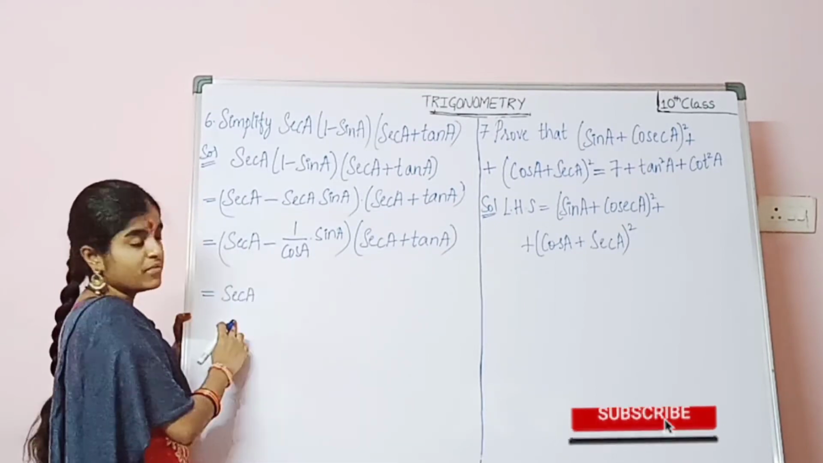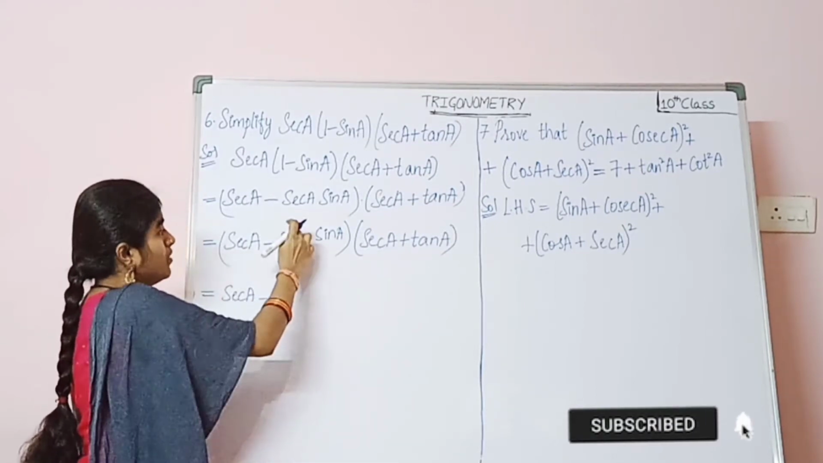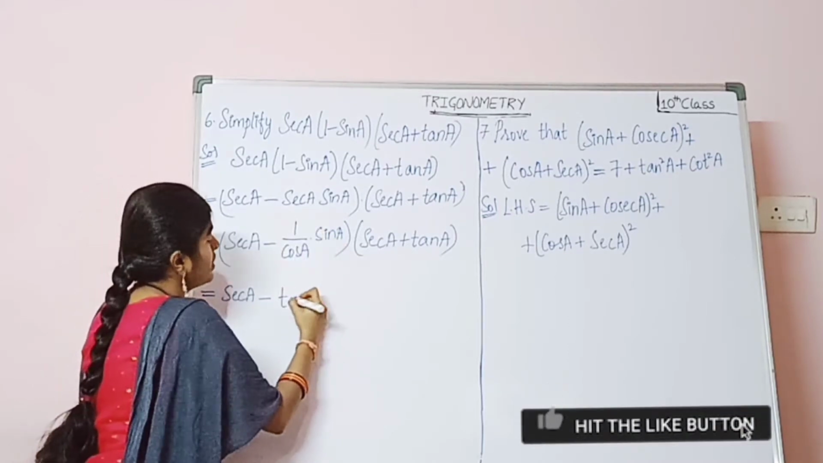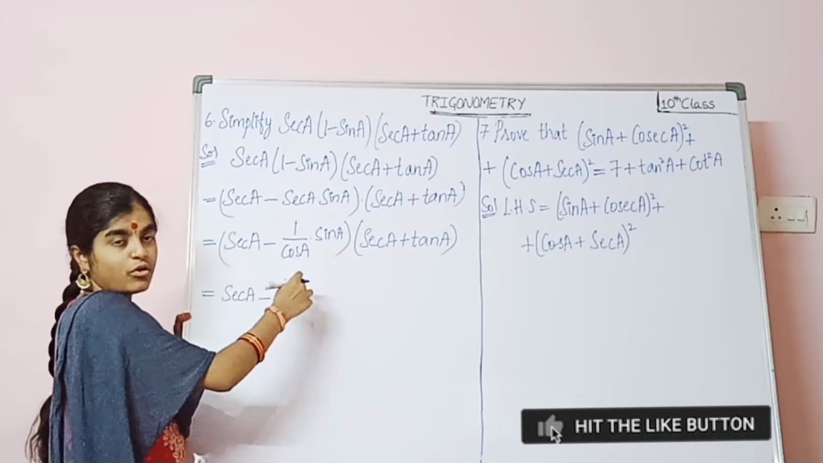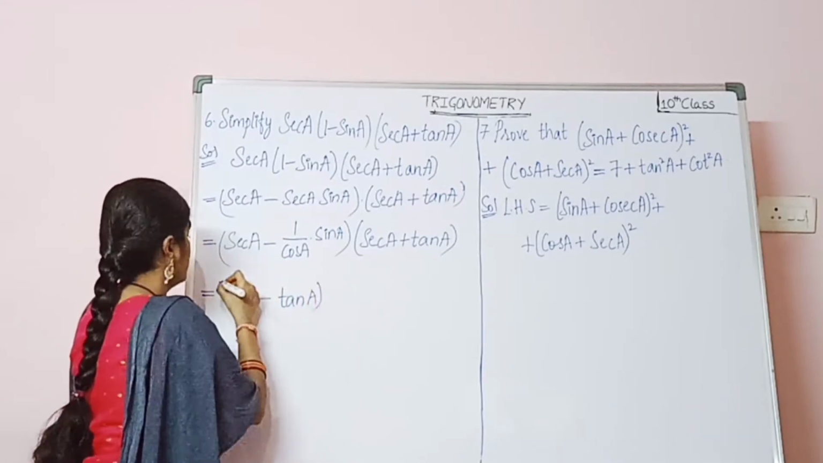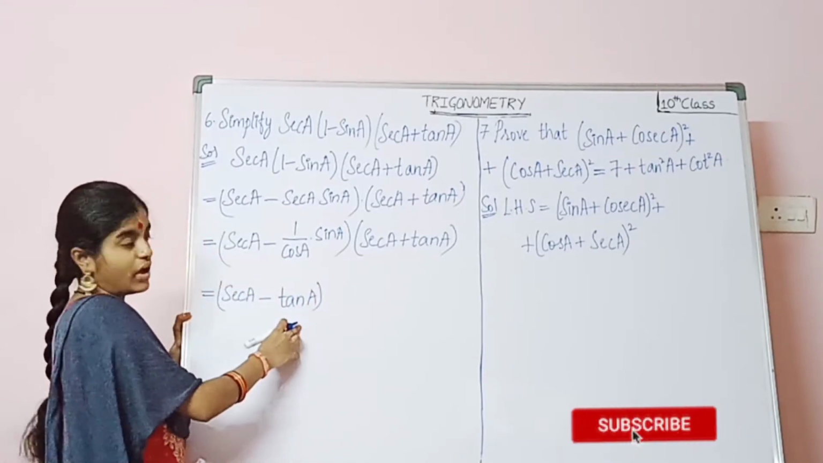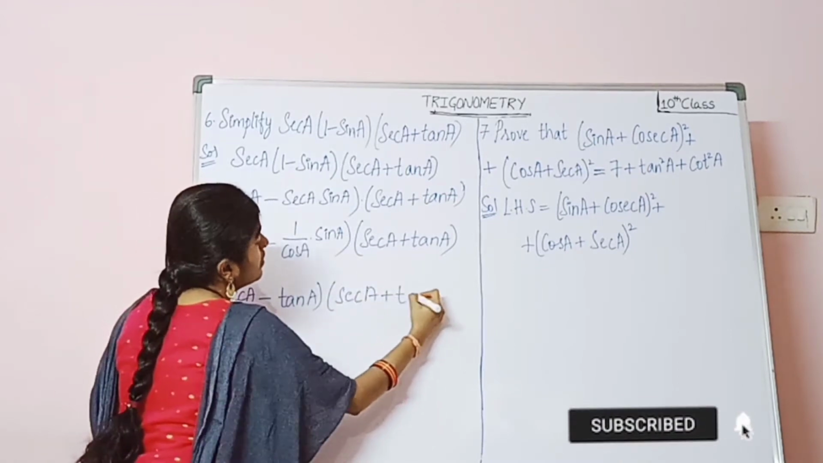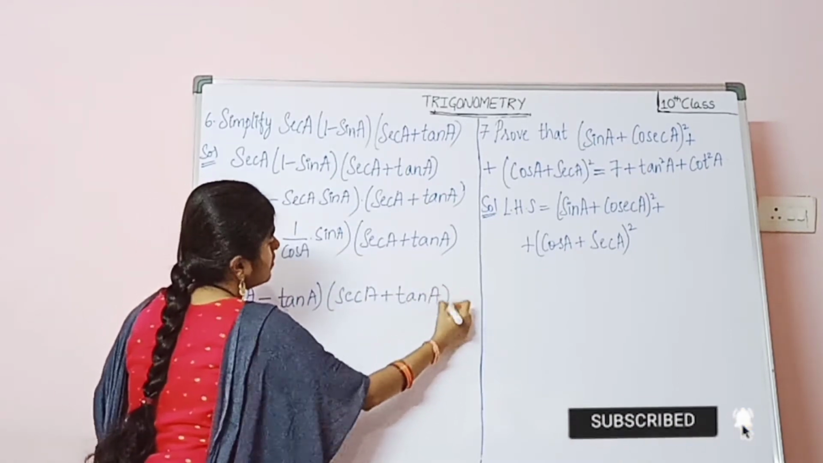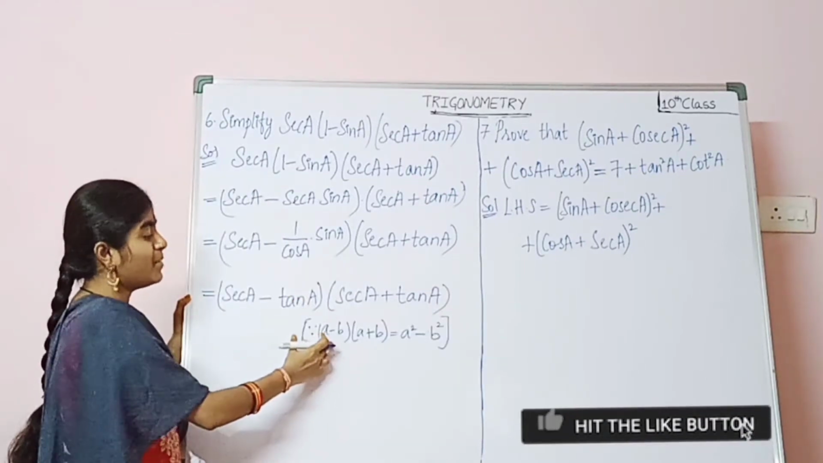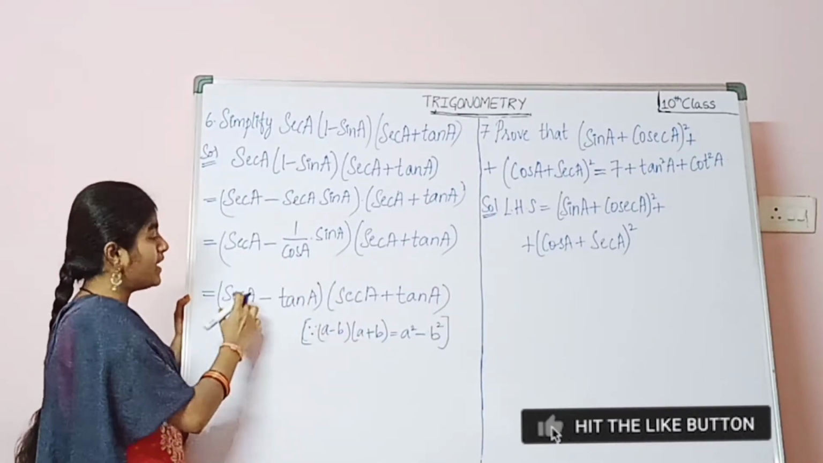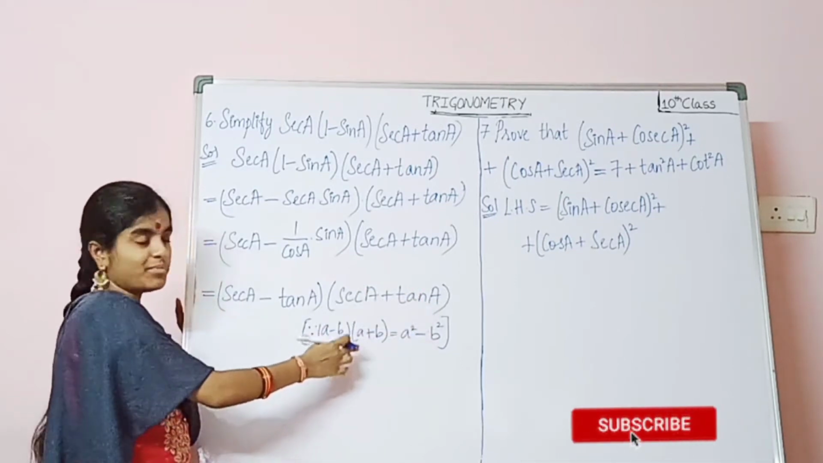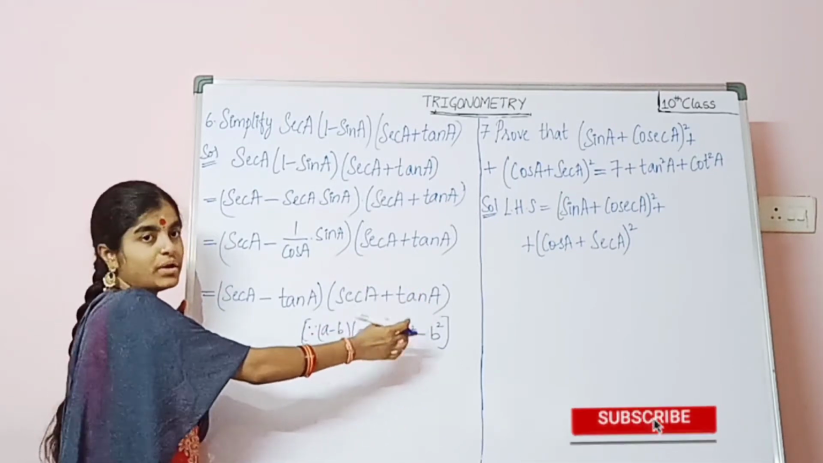That equals secant A minus, now here 1 into sin A is sin A. Sin A by cos A, what do we get? Sin A by cos A means tan A. So, (secant A minus tan A) into (secant A plus tan A). Since this is in the form of (A minus B) into (A plus B), what is the formula? (A minus B) into (A plus B) equals A square minus B square.